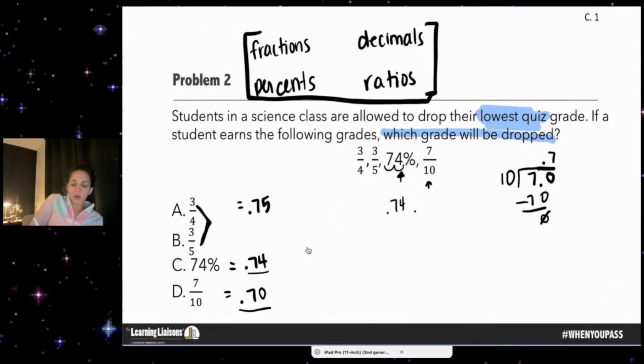But if not, let's go ahead and do the division. 3 divided by 4, add a decimal 0. 4 can go into 30 7 times. 7 times 4 is 28.